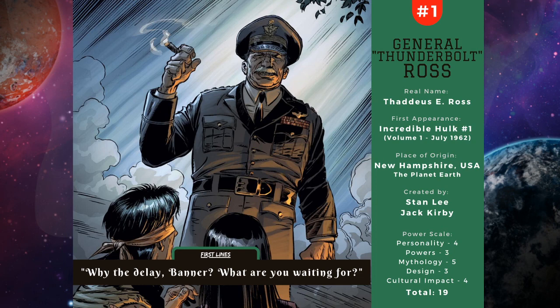Banner tries to explain what he is waiting for. He wants to make sure that everything's clear, everything's safe. Ross doesn't have the patience for that. And of course, as the story goes, Rick Jones drives his truck out into the test site. Banner tries to stop the test, tries to run out, save Rick Jones, and gets caught in the blast. So very foreboding first lines by General Ross. Why the delay, Banner? What are you waiting for?